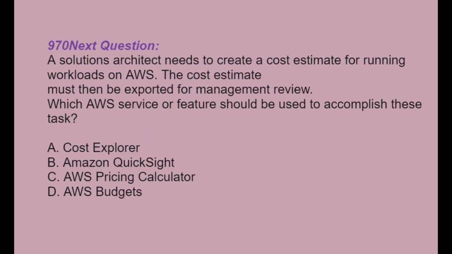Question is, a solutions architect needs to create a cost estimate for running workloads on AWS. The cost estimate must then be exported for management review. Which AWS service or feature should be used to accomplish these tasks? Option A, Cost Explorer. Option B, Amazon QuickSight. Option C, AWS Pricing Calculator. Option D, AWS Budgets. Correct answer is option B.